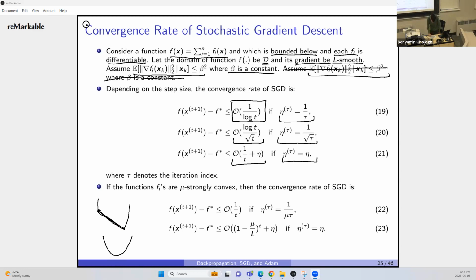If that's the case, then the convergence rate of SGD is this. If eta is 1 over mu t, its convergence is 1 over t. If the learning rate is fixed, then its convergence rate is (1 minus mu over L) to the power of t, plus eta. You shouldn't memorize this. You should analyze it. You don't need to memorize it. Don't be scared of this. We are going to understand them.